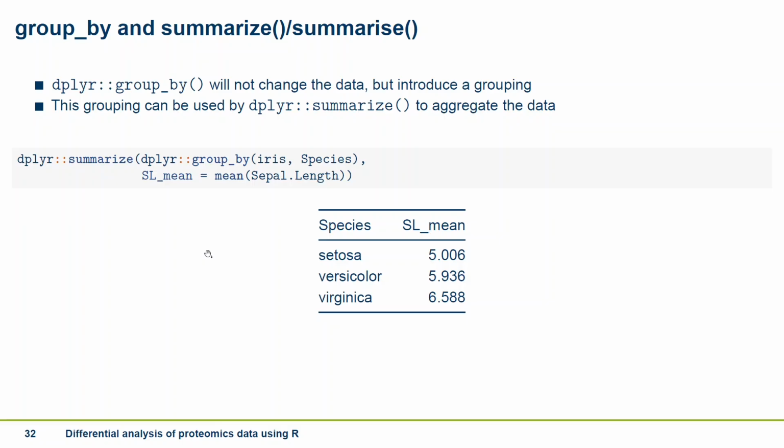And such small data sets, for example, can be used in ggplot to highlight the mean, for example, in a box plot or something like this. So it may come in handy to know how to summarize the data.